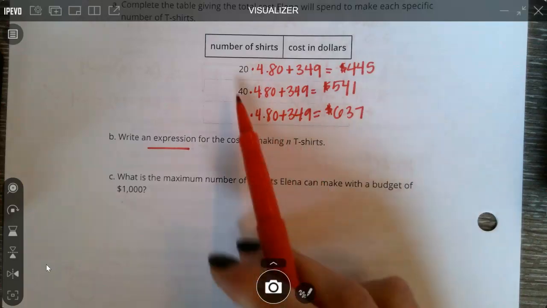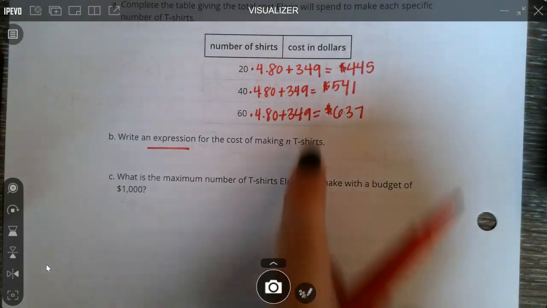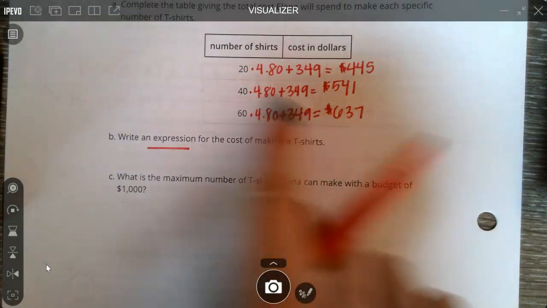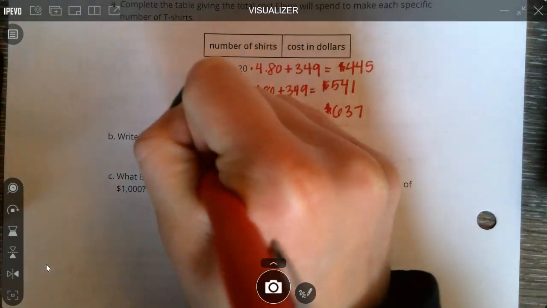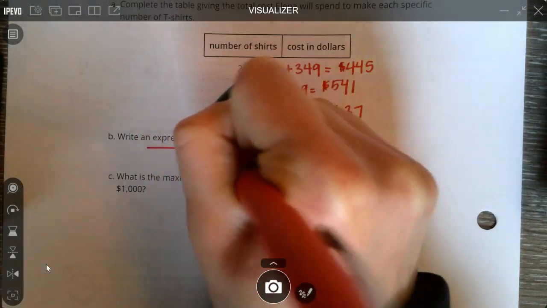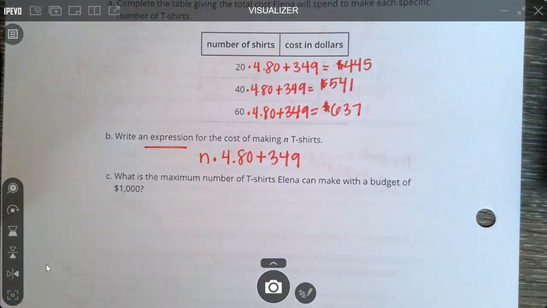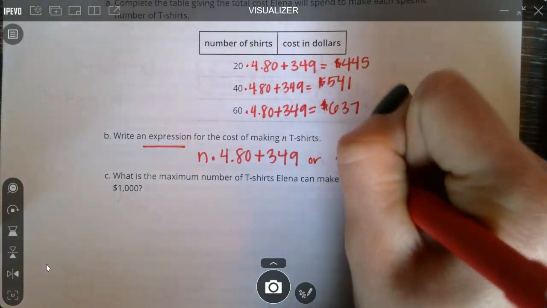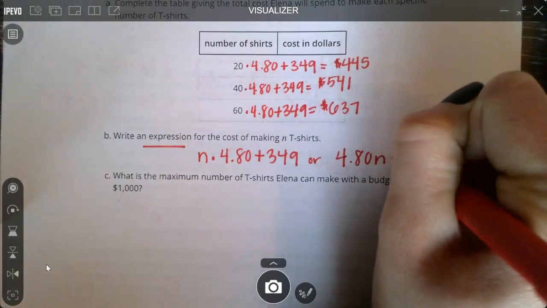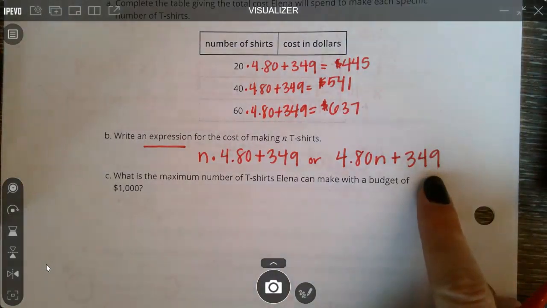Now, they gave you a letter, N for shirts. So we're saying, I don't know if it's 20, 40, or 60 anymore. So all I'm doing is keeping all of this, but replacing this with N, an unknown number. So N times 4.80 plus 349. That's it. Or if you want to be more specific, we put the variables at the end. This would be more mathematically correct, but I took either one.